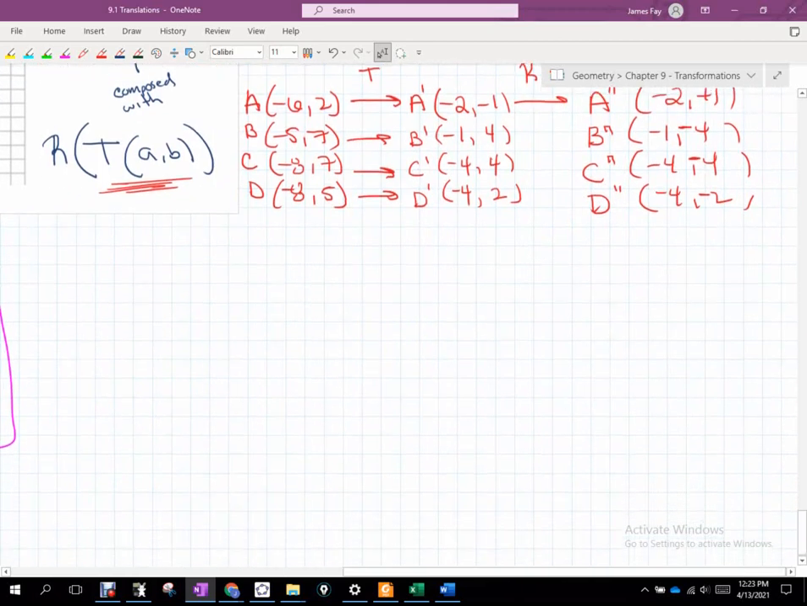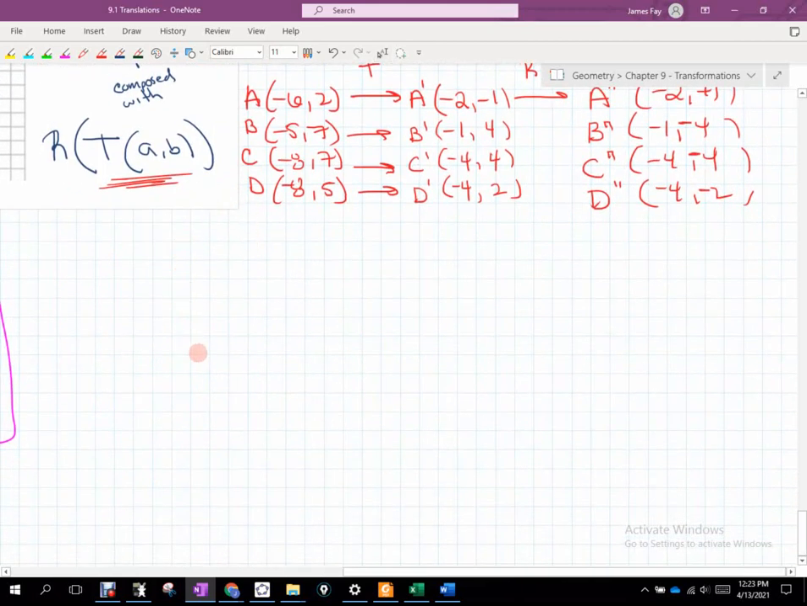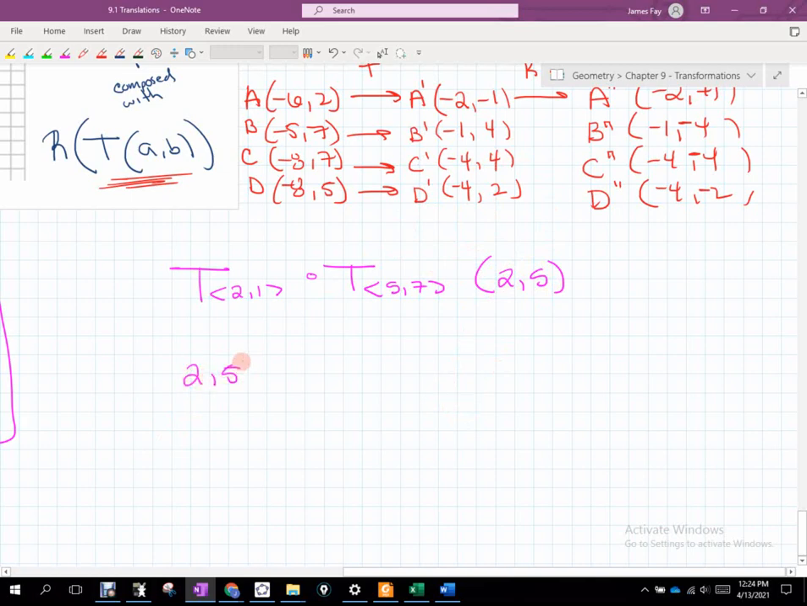For some transformations, order won't matter when we do composite. What I mean by that, let's say I have a translation of (2, 1) composed with a translation of (5, 7), and let's just do this with the point (2, 5). Working from the right to the left, this transformation, if this is point A, then A prime. What am I going to do to that 2?